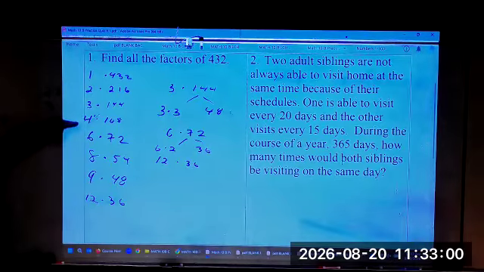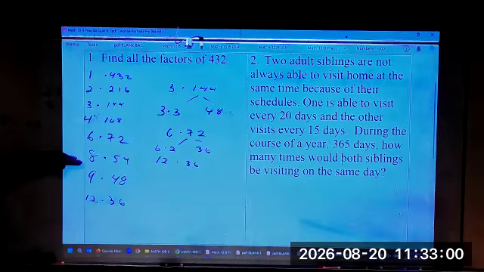I have 1, 2, 3, 4, 5, 6, 7, 8. But that means 8, 9, 10, 11, 12, 13, 14, 15, 16. And one more, two more pairs. So 12, 13. Well, 13 is not going in. 14. If it was 14, I need a 7. 15 ends in a 5, so it isn't 15.